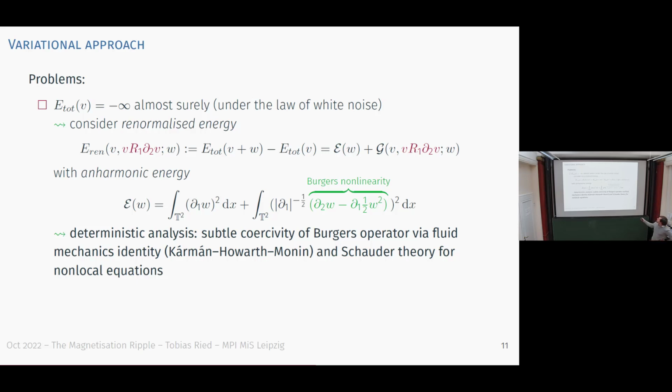And what I will show you on one or two slides is that one can analyze this anharmonic energy quite nicely, but it turns out that to get compactness, one has to rely on the very subtle coercivity properties of the Burgers operator. In particular, I want to show you the Gelfand-Hopf-Cole identity, which originally comes from the fluid mechanics community and allows us to extract these subtle coercivity properties in this anharmonic energy to get the deterministic convergence statements.